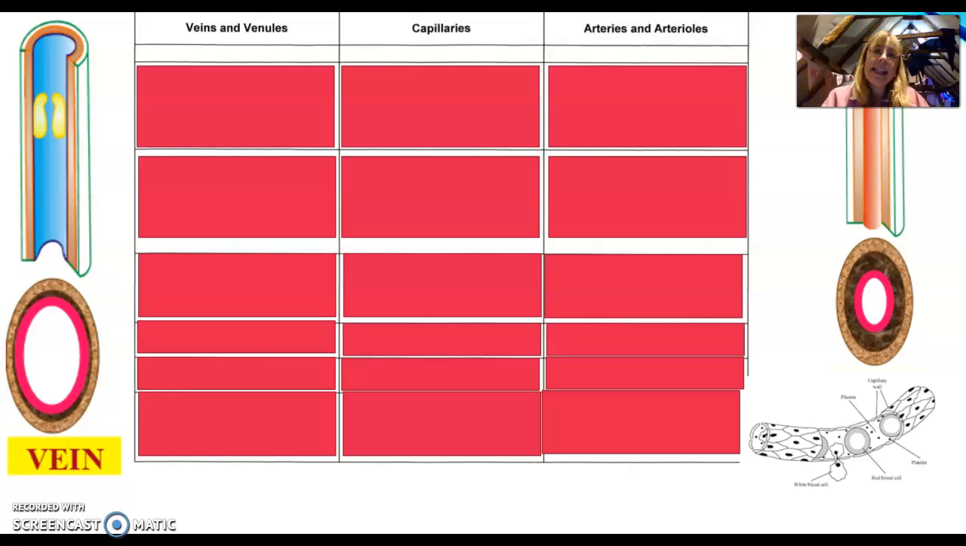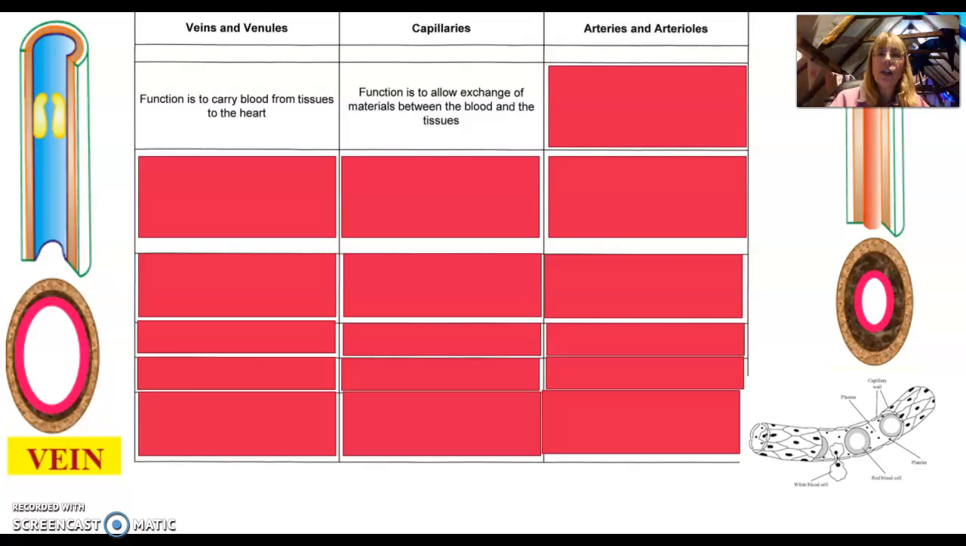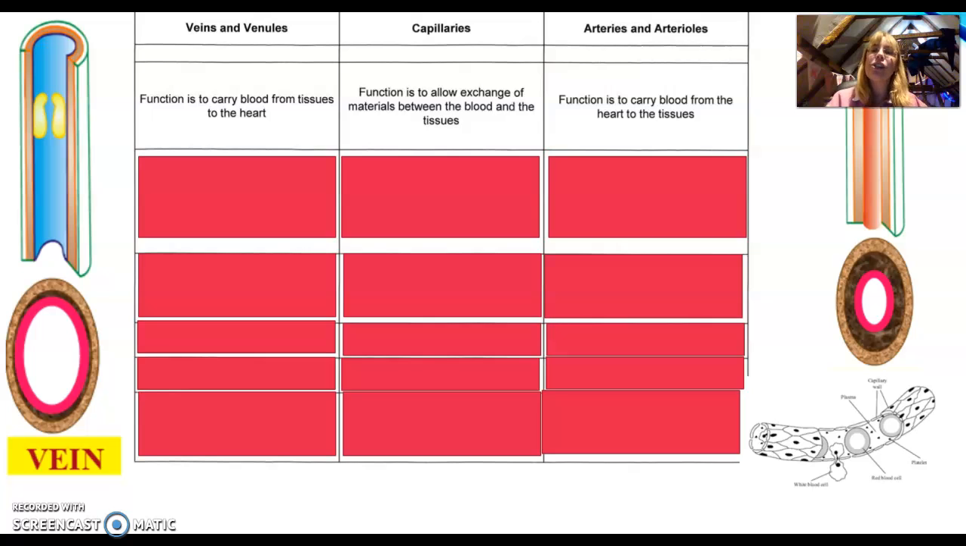So you might be asked in a 6-mark question to describe the differences between arteries, veins, and capillaries. And here's some ideas. And in a comparison, always compare like with like. So it doesn't help comparing peas with cars. You need to compare peas with carrots. So the function of veins is to carry blood from the body to the heart. For capillaries, it's to allow the exchange of materials between the blood and the tissues. And for the arteries, it's to carry blood away from the heart.